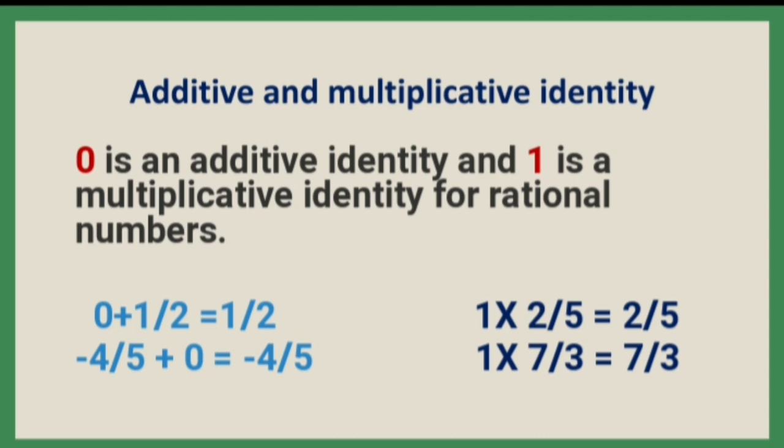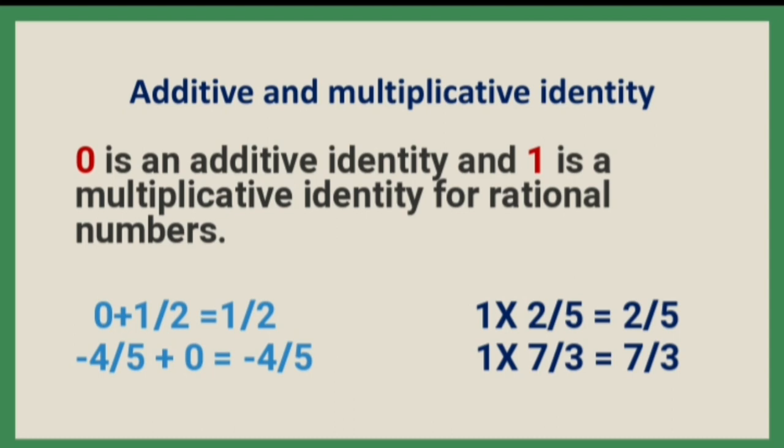So normally for all the numbers, 0 is an additive identity and 1 is a multiplicative identity. So that is the same for rational numbers also. Additive identity means whenever we add 0 to any rational number, we will get the same number itself as the answer. That happens in the case of whole numbers, integers, and natural numbers also. So we can say that 0 is an additive identity for all types of numbers. Whenever we add 0 to any number, we will get the number itself again.